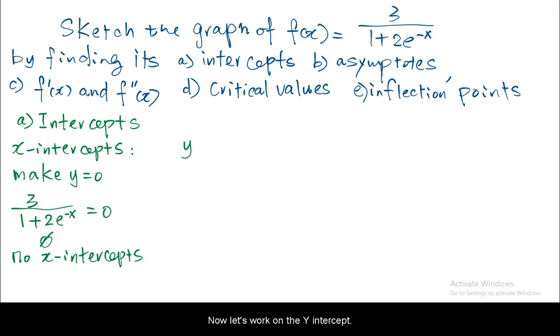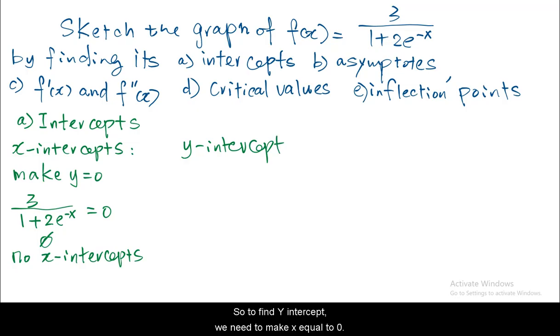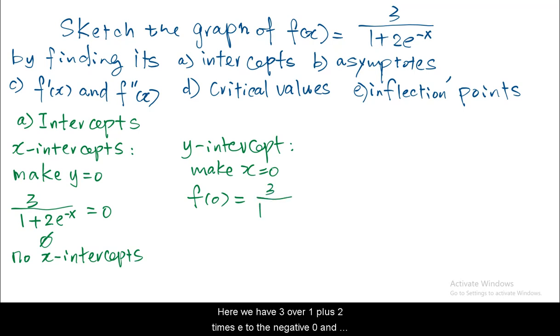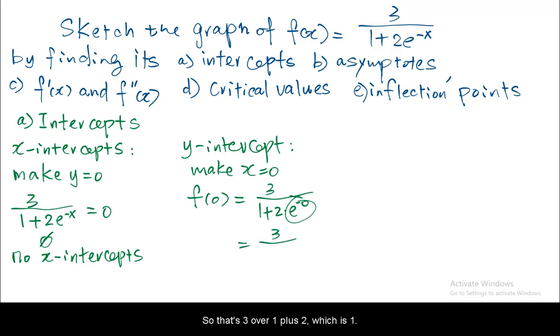Now let's work on the y-intercept. To find the y-intercept, we need to make x equal to 0. So find f of 0 here. We have 3 over 1 plus 2 times e to the negative 0, and e to the 0 is 1. So that's 3 over 1 plus 2, which is 1. So the y-intercept is (0, 1).